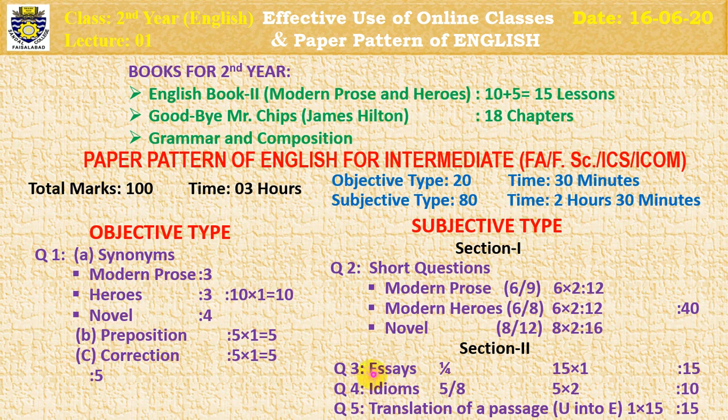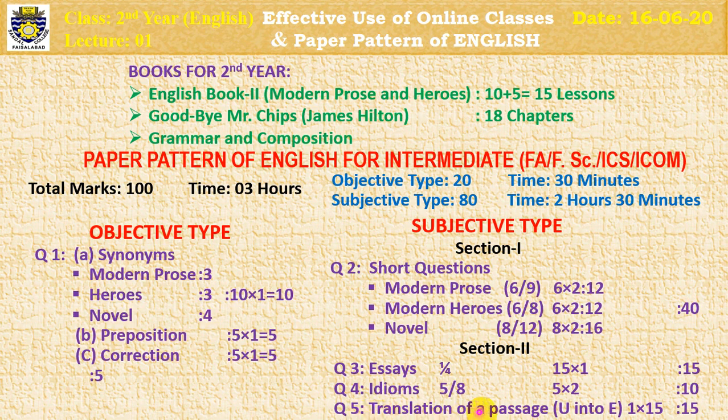Now section 2. Question number 3, essays. 4 essays are given, and you are to attempt 1 essay that carries 15 marks. In this way, 15 marks are given to question number 3, that is essays. Then question number 4, idioms. 8 idioms along with phrasal verbs are taken, and you are to attempt 5. Each idiom carries 2 marks. In this way, 10 marks are given to question number 4, that is idioms.